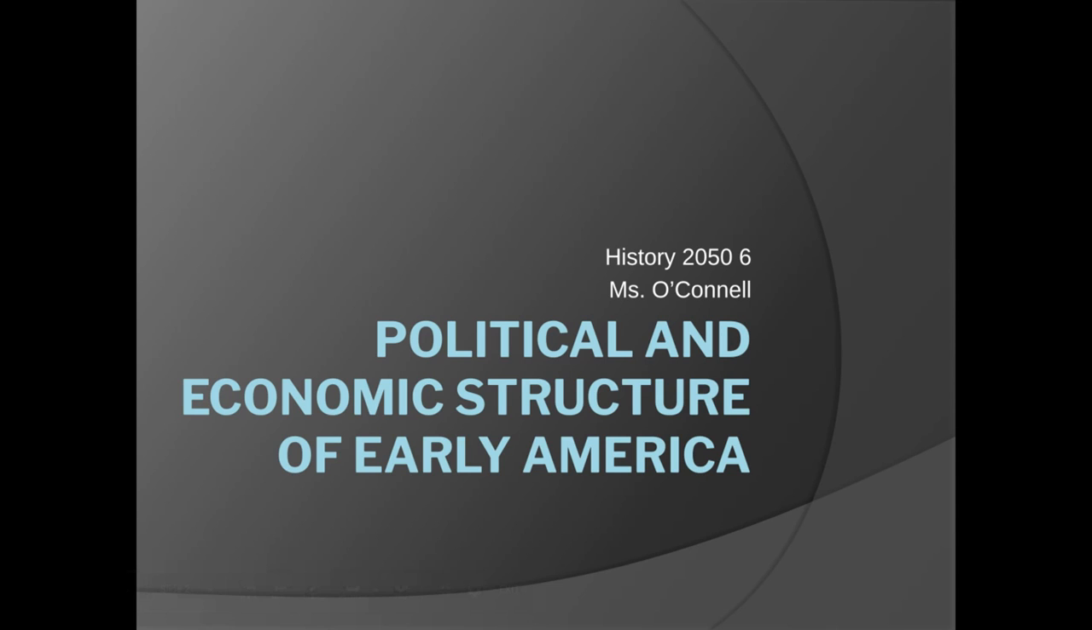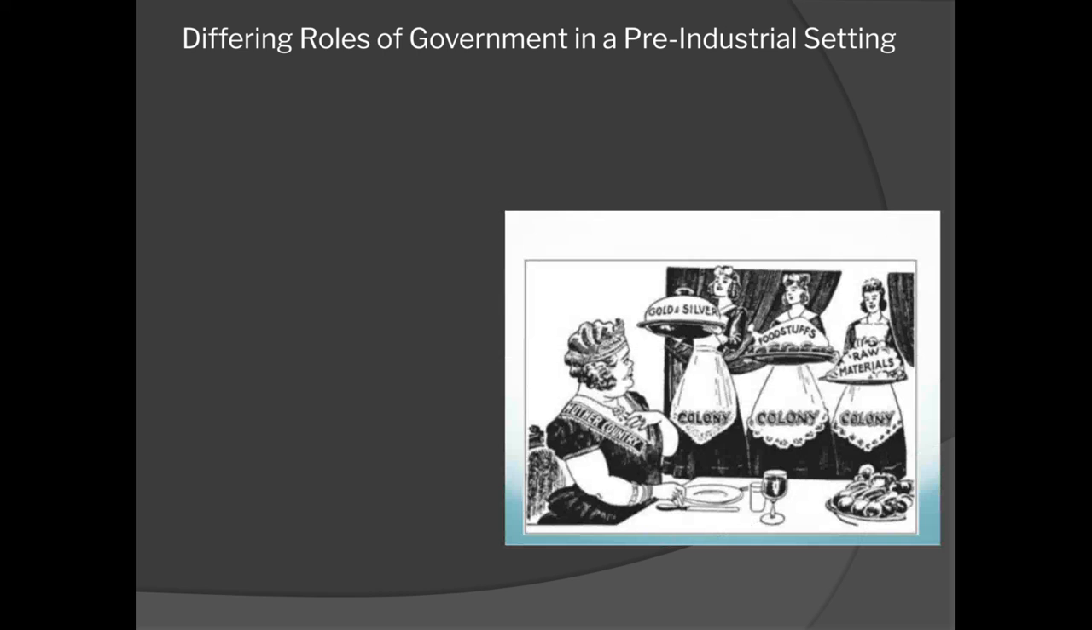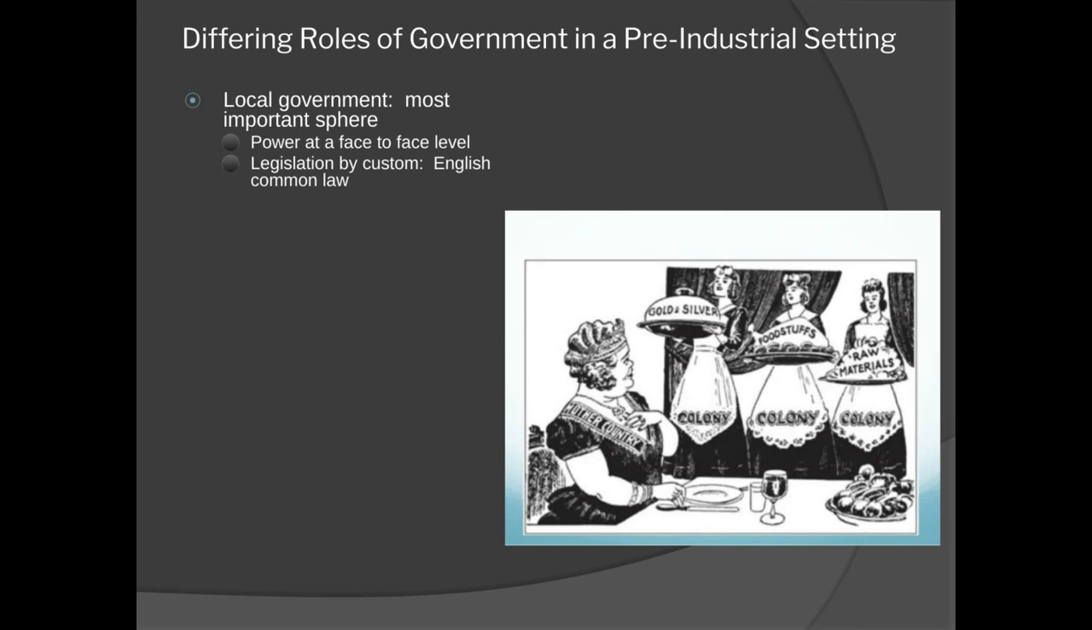So today we're going to look at the political structure of early America. We got through the map of the 13 colonies with the southern colonies, the middle colonies and the New England colonies. So today, after that, we're looking at the differing roles of government in a pre-industrial setting. The local government was the most important sphere. We talked about how there was power at a face-to-face level at the local government, whereas the crown was giving rules and telling people what to do from a much broader sense.